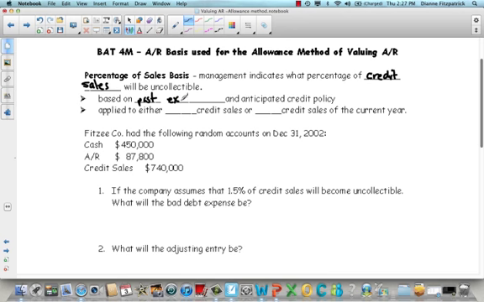Like I said, if you have 10 years and on average you had 3% uncollectible each year, then you're going to use 3% as your estimate. And it's going to be applied to either total credit sales or net credit sales. The difference between the two is net credit sales is any returns that have happened, okay? So your company's just going to decide. So let's go through a couple of examples here.